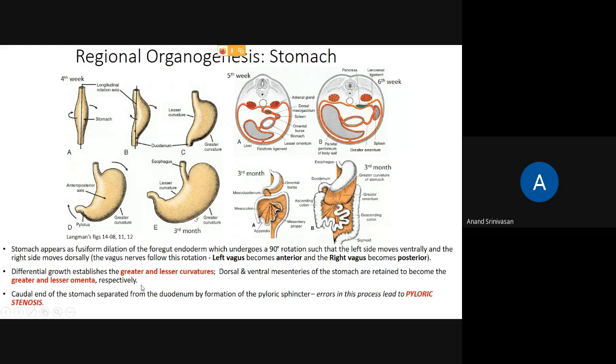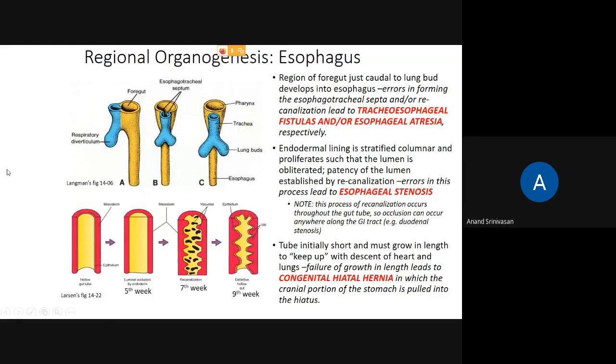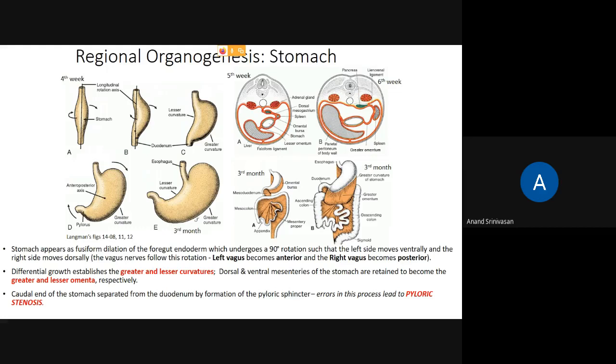The caudal end of the stomach is separated from the duodenum by the formation of the pyloric sphincter, just like in esophageal stenosis. So what happens in esophageal stenosis? Initially all the endoderm is present and it is obliterated, then the vacuoles come and make the hollow tube, isn't it? Similarly the stomach is also like that. Later on the vacuoles join and make it like a tube.